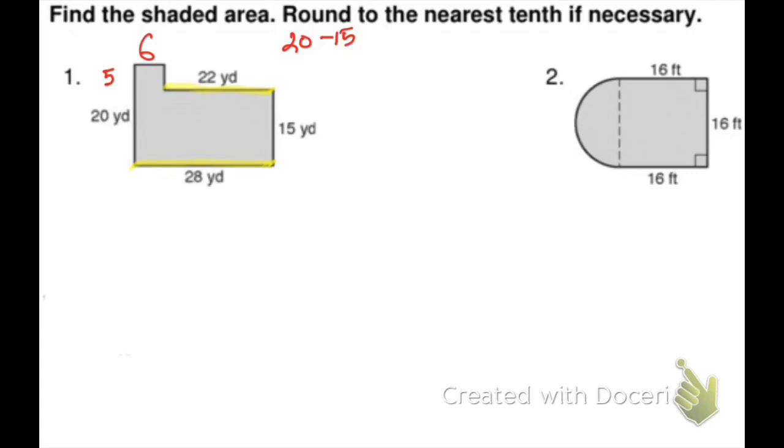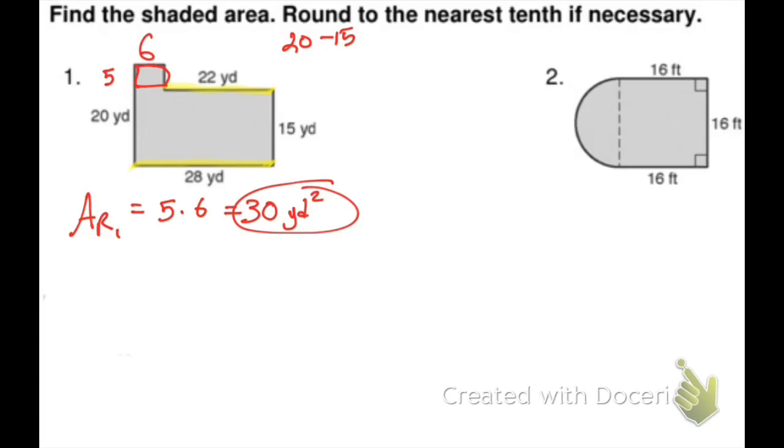So we have 5 and 6 for this right here. So it's actually a rectangle. So the area of rectangle 1 is equal to 5 times 6. That gives me 30 yards squared.